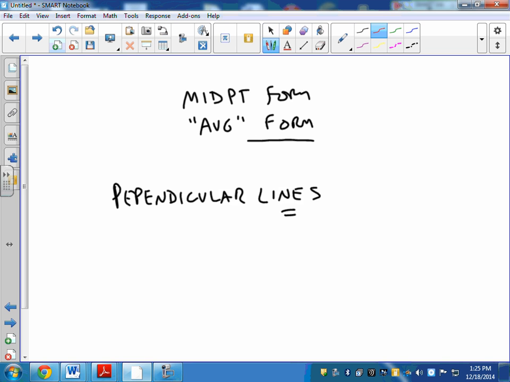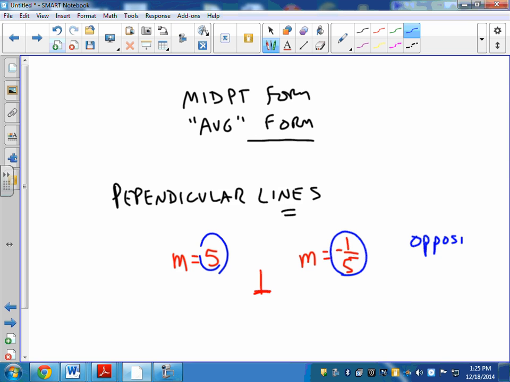So let's suppose we had a line that had a slope of 5 and another line that had a slope of -1/5. These two lines would in fact be perpendicular. And what's the special relationship between -1/5 and 5? You couldn't say they're opposites. That would be wrong. Opposite means the same as negative, and these are not just negatives. Okay. You could say they're reciprocals.